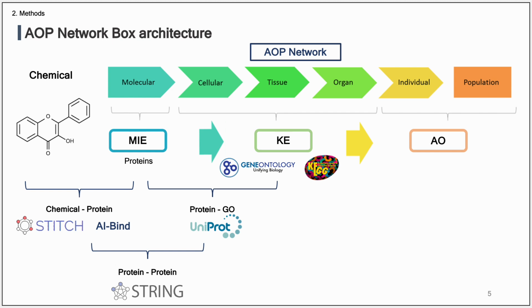We utilized the Stitch database and a predictive AI bind model to score whether and how much chemicals interact with proteins. We connected the AOPs to the biological network by leveraging UniProtKB to link proteins and GOs and matching each piece of information to the AOP network.